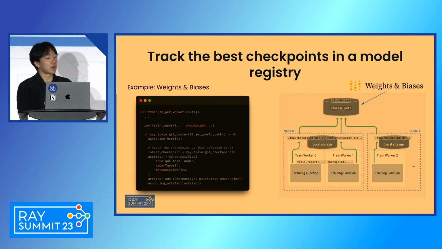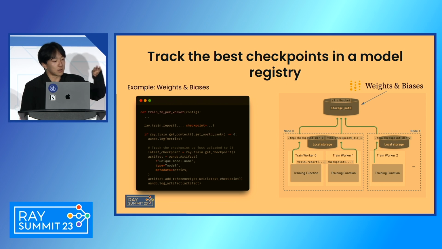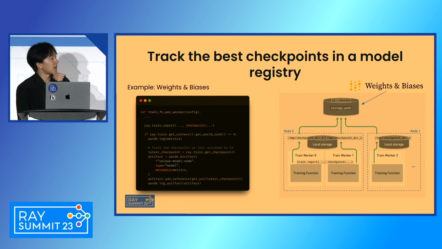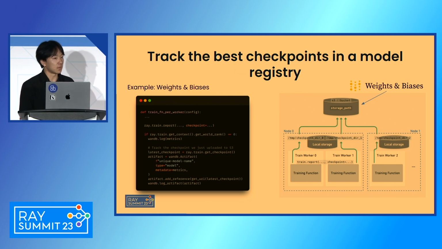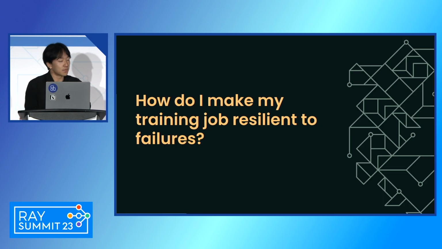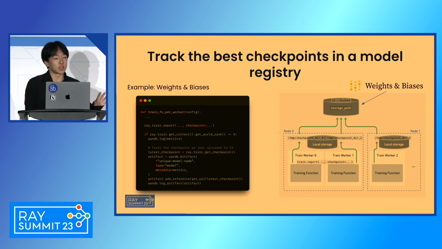And then lastly, how do we actually track the best checkpoints in the model registry? After we've called ray.train.report, which is the API to upload the checkpoint and report it, we'll add a little bit more logic, which gets the latest checkpoint and the S3 URI that it points to, and I'll just track it as a reference in W&B. We'll show all of this later in the demo, so no need to pay too close attention to the details here.